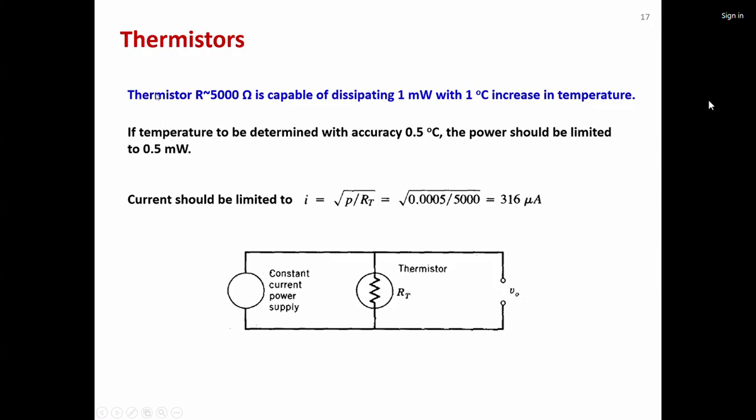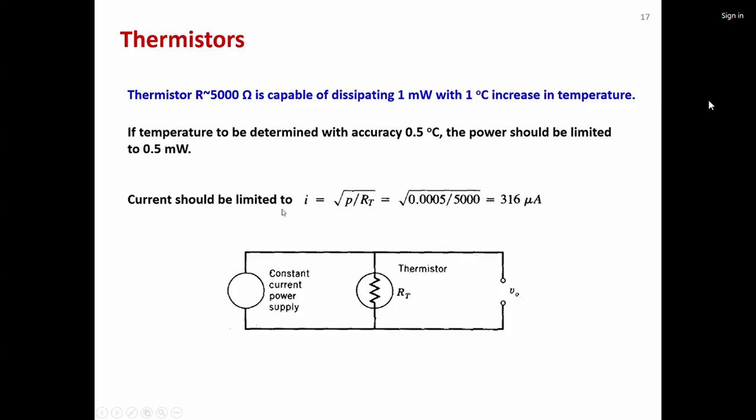And let's say the thermistor has a resistance of 5000 ohm, and it is capable of dissipating 1 milliwatt with 1 degree increase in temperature. So the question is, if the temperature is to be determined with an accuracy of 0.5 degrees centigrade, the power should be limited to 0.5 watt. Then what should be the current?